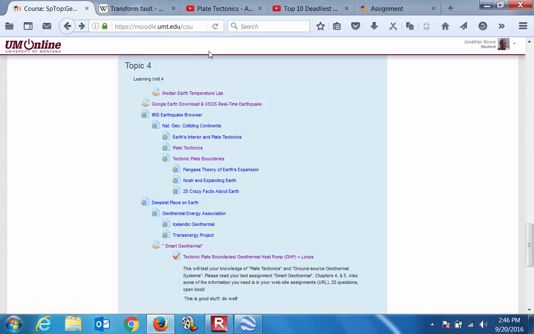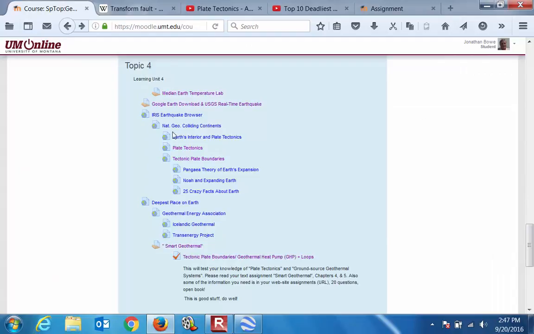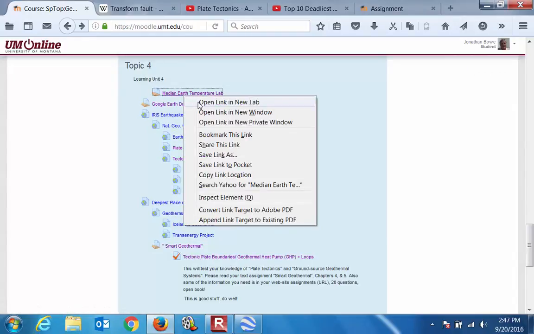Now in topic 4, it's starting to get exciting now, because here's our median Earth temperature lab. And guys, let's take a look here. This assignment. So you would click on this, and then it would open up your median Earth temperature lab. Just a little trick that I enjoy is that when you click on it, if you right click on it, you can open it in a new tab, and then it's going to save you some time going back and forth.